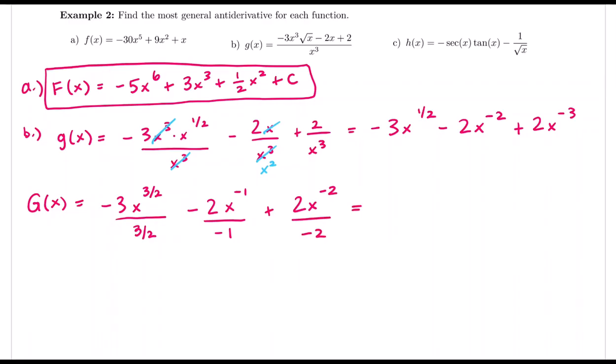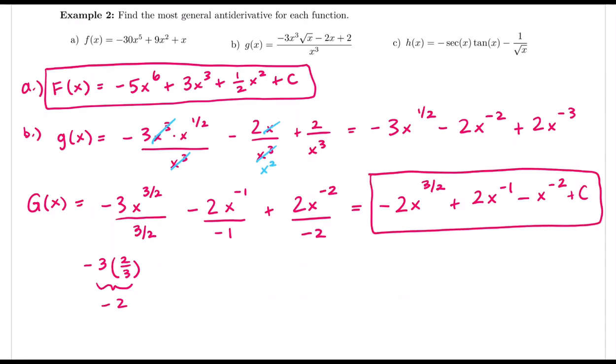Let's clean this up. So I have in my first term, we have division by a fraction, and so I can take the reciprocal, and I would have negative 3 times the reciprocal, which would be 2/3, and then that would simplify to be negative 2. So my first term is negative 2x to the 3/2 power plus 2x to the negative 1 power, and then minus x to the negative 2 power. I also want to make sure I include my constant of integration, so I'm going to put plus capital C, and here is our final answer.